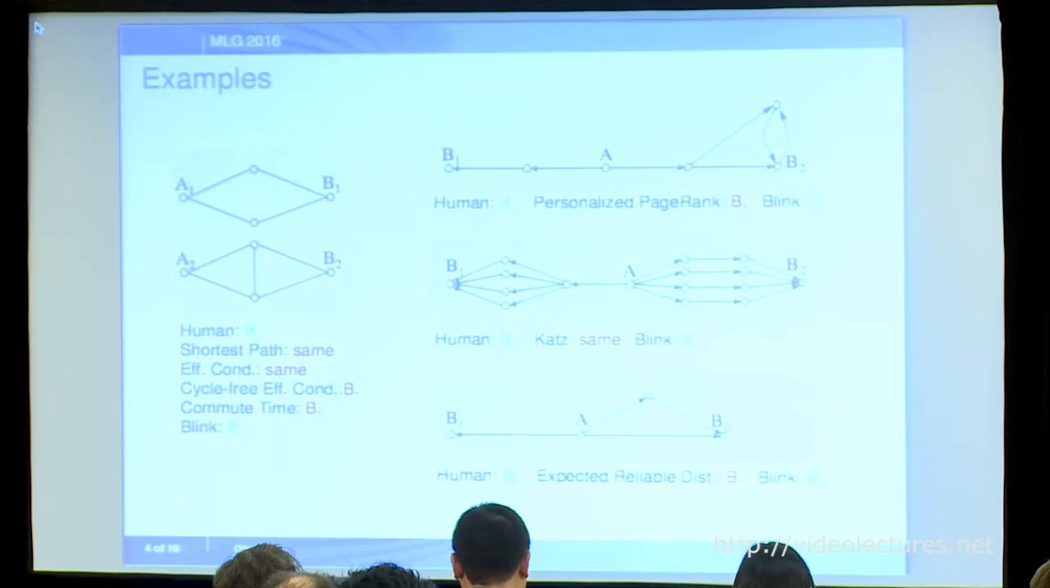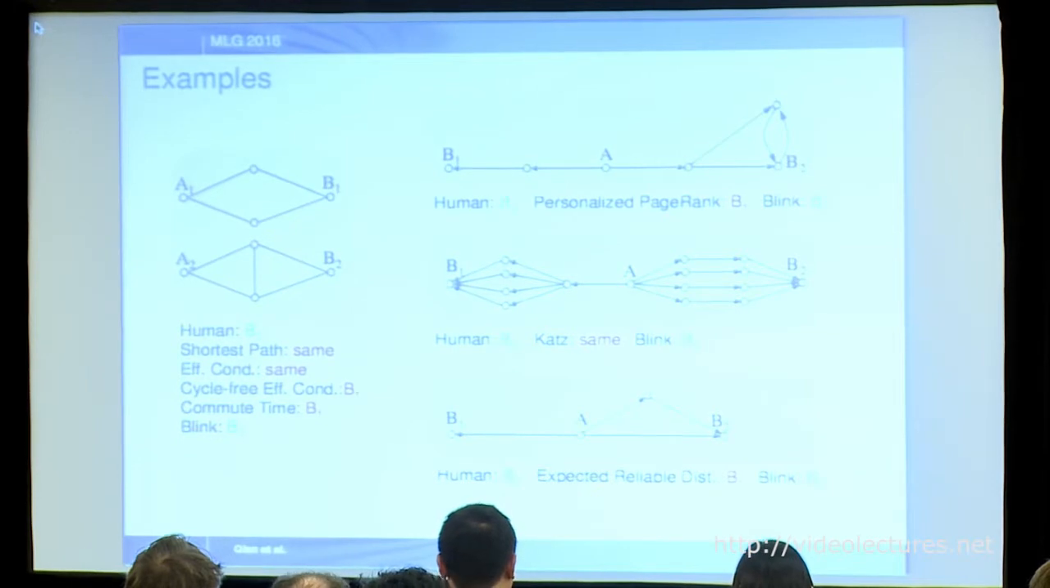The difference is the crossing edge, and the shortest path and effective conductance think that the crossing edge makes no difference. Well, cycle-free effective conductance and commute time think the crossing edge actually weakens the relation, which is counterintuitive. And the other three graphs show the same thing for personalized PageRank, CAS, and the expected reliable distance.